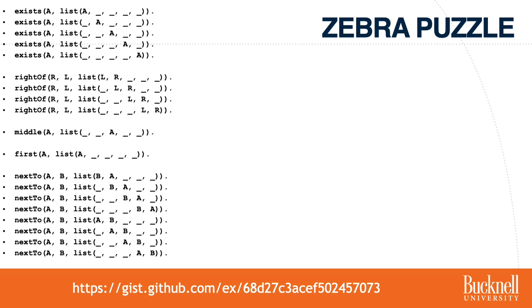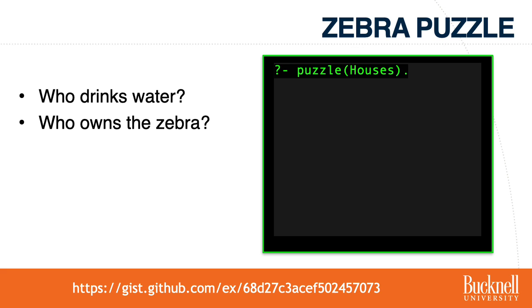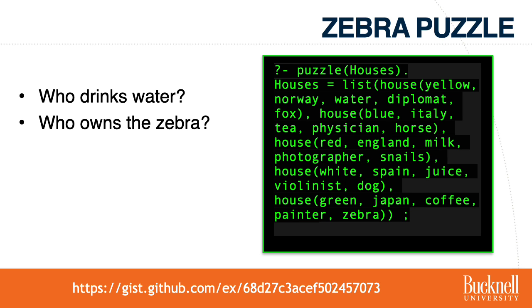But with this Prolog program in place, we can now ask, who drinks water and who owns the zebra? To do this, we just say puzzle houses, and it solves who's in all the houses. From this, we can actually see that the person from Norway drinks water, and the homeowner from Japan has the zebra.